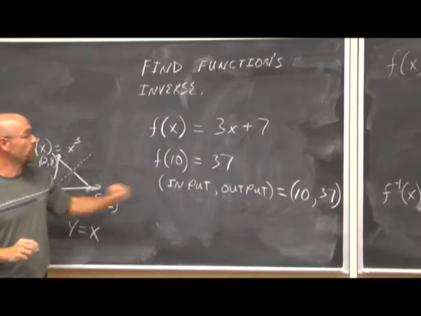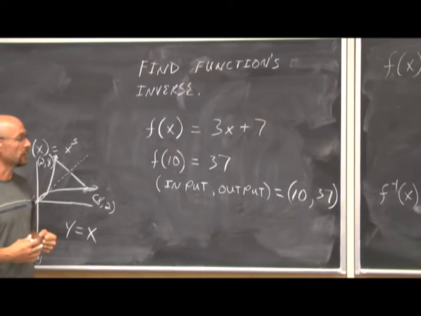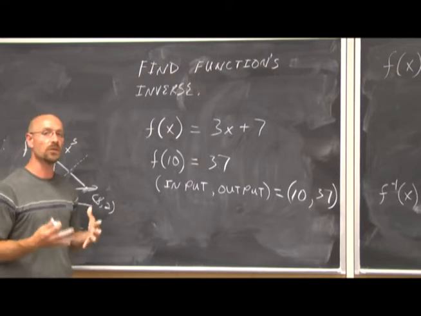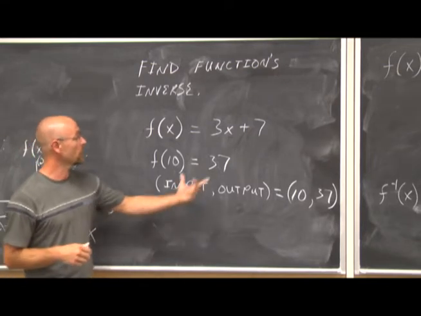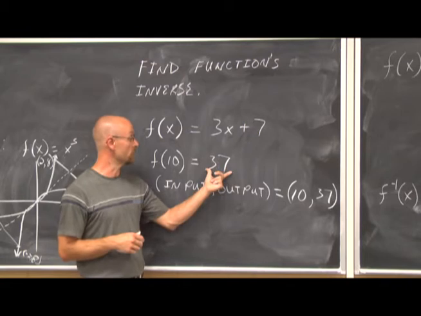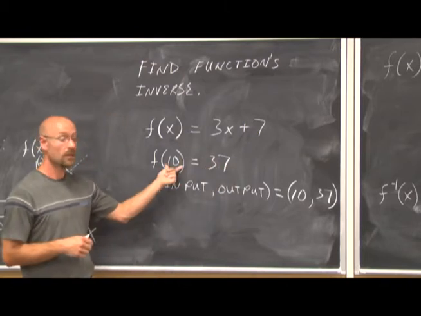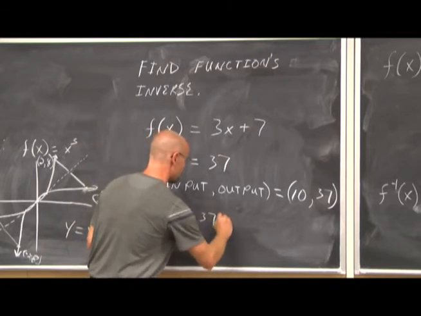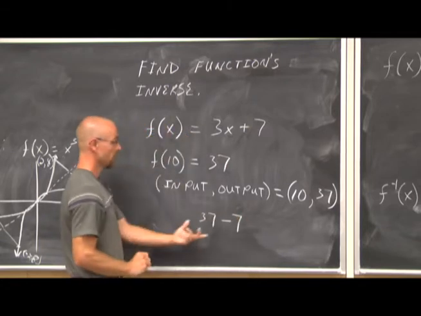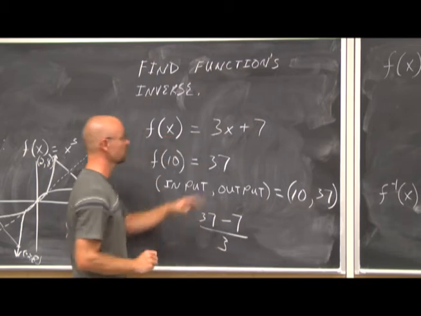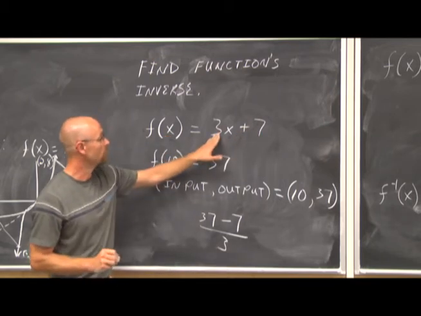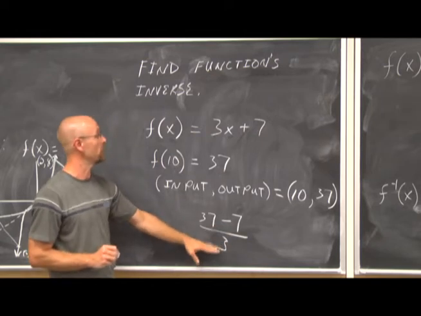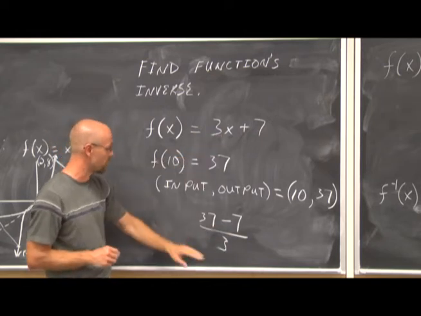So I want to find its inverse. I'm going to do that algebraically. Why is it called the inverse? Because we're going to do the inverse operations. How would I undo 37 to get back to 10? Well, I would subtract 7, 37 minus 7, and then divide by 3. So instead of adding 7 and multiplying by 3, I'm going to subtract 7 and divide by 3.